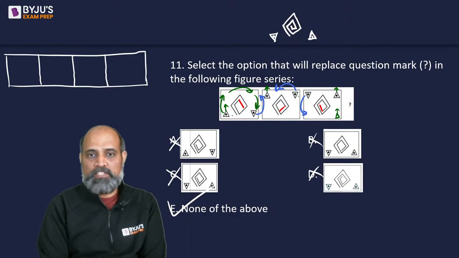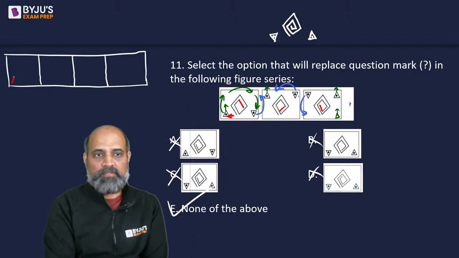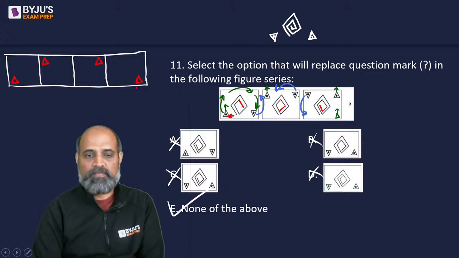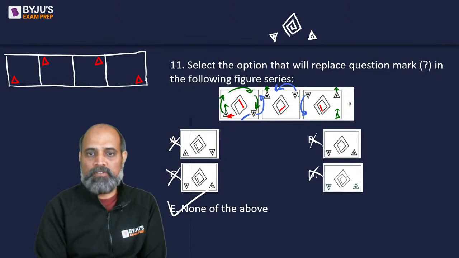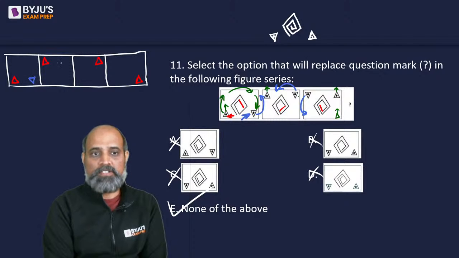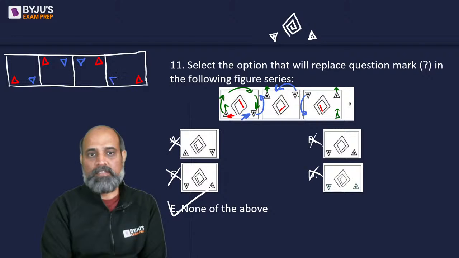So please follow this triangle. This is the triangle. This is the triangle. This is the triangle, and the next triangle should be here. Please follow the triangle which is facing downwards. This is the triangle. This is the triangle. This is the triangle. Next triangle should be here.